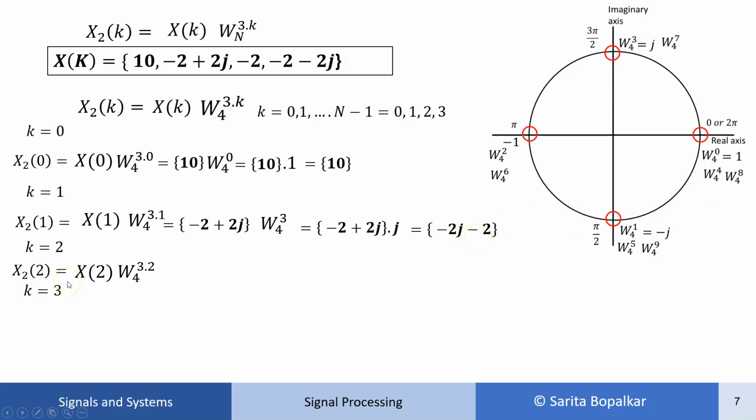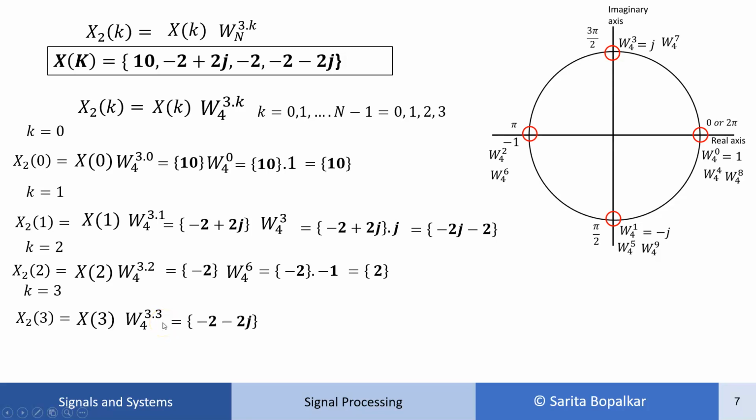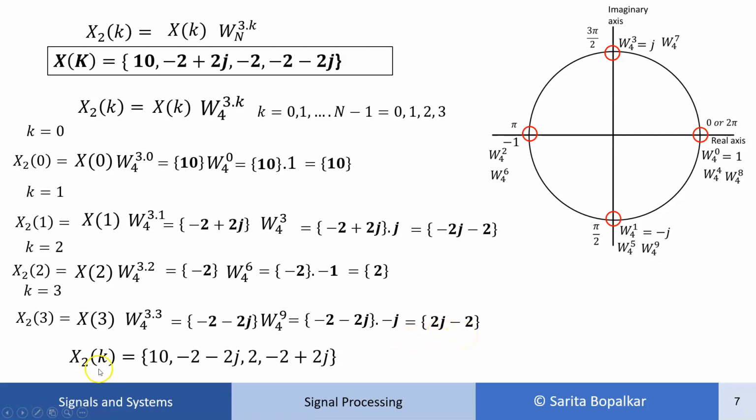Then k is equal to 2. X of 2 W4 to the power 3 into 2, that is W4 6. W4 6 is minus 1, so minus 2 into minus 1 is 2. K is equal to 3: W4 to the power 3 into 3, 3 into 3 is 9. So this is X of 3, and W4 9 is minus j. So multiply minus j with this one. You will get 2j minus 2. So X2 of k is 10, minus 2 minus 2j, 2, and minus 2 plus 2j.